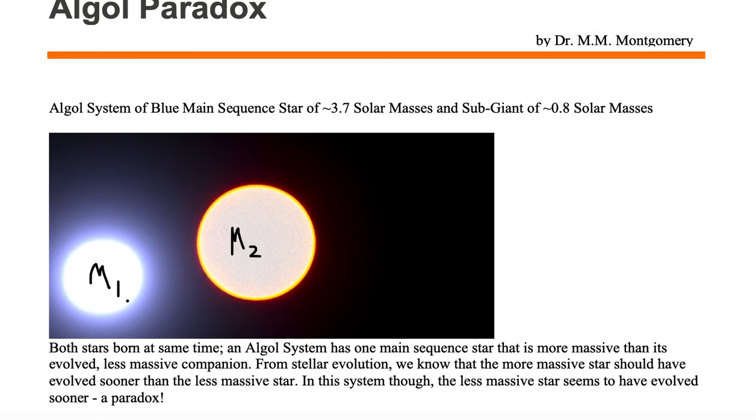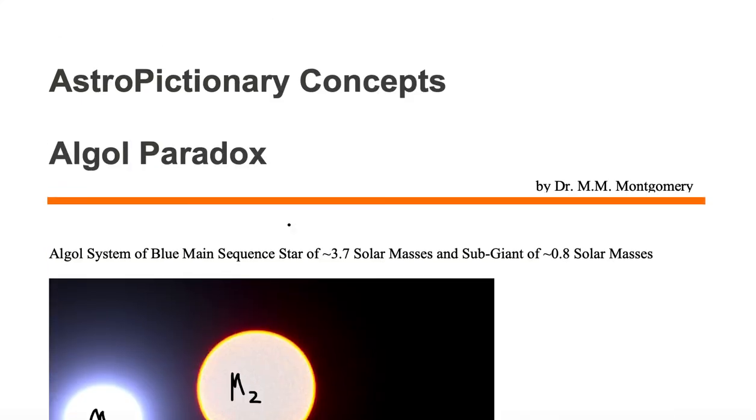So on the left is the now more massive star, and we call that one M1. It was M2, now it's M1. On the right, we had that star being M1, now it's M2, and we have resolved the Algol paradox.